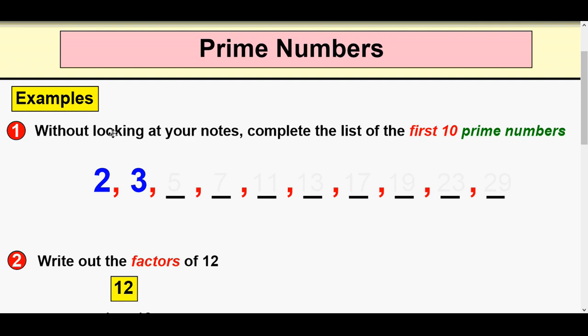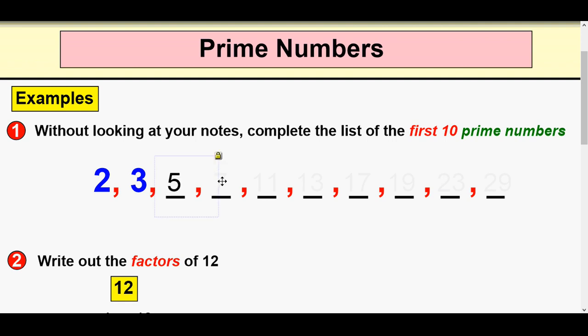So if we look at this first example, complete the list of the first 10 prime numbers. Now again, this idea of 1 comes up. Why is 1 not a prime number? Well, 1 can be split into 1 times 1, but the factors are not different. The first prime number is in fact 2, because 2 times 1 is the only factors of 2, but they're different factors. So we've got 2, 3, 5.